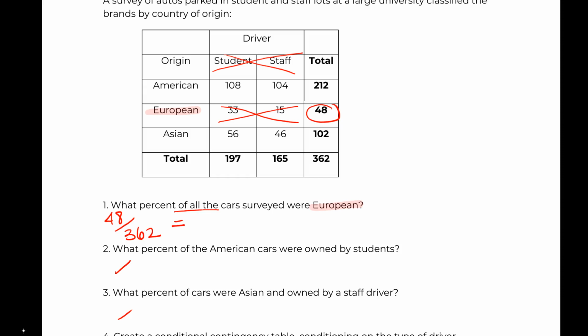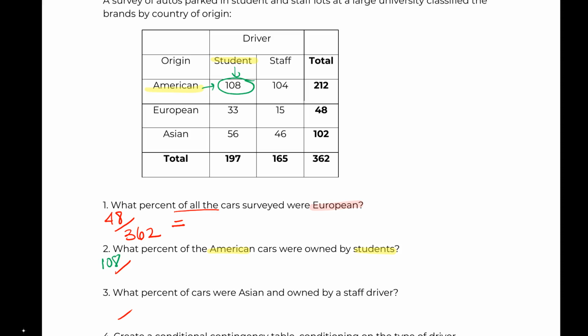All right. The next one says, what percent of American cars were owned by students? So let's start over. In this case, we want American cars, students, American and student. So our numerator is going to be 108, right? Where those two things intersect.